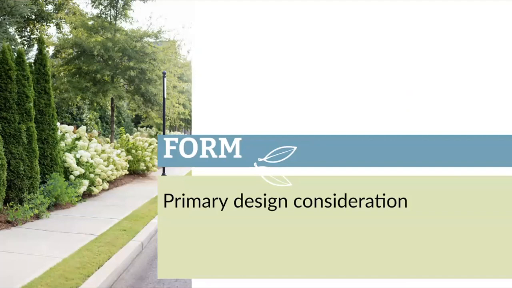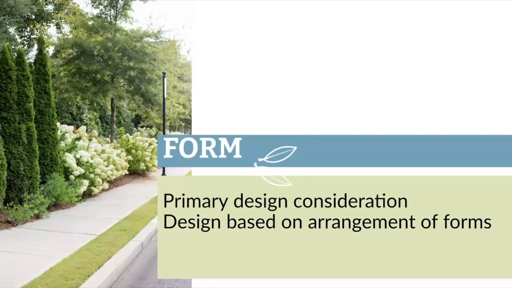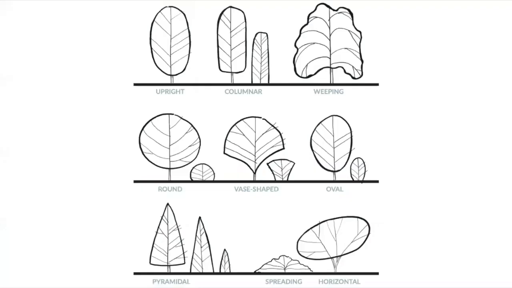I'm talking about just the aesthetics right now. So this is a primary design consideration. You want to make sure you're considering plant forms when you are actually organizing your composition of plants, okay? So here's some examples of what I mean. Some plants have an upright form, some are columnar, some are round, some are vase-shaped.